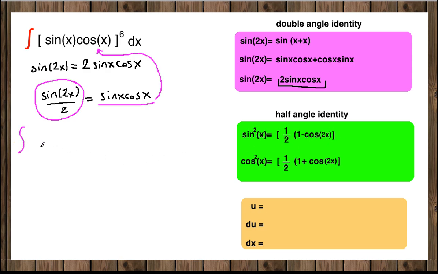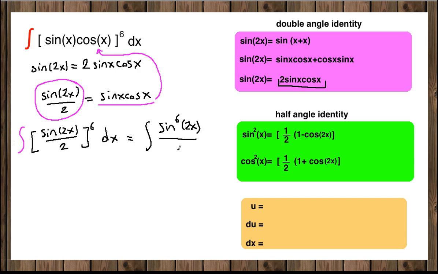So our new integral will be sine of 2x over 2 raised to the power of 6 dx. At this point, we are going to distribute power into each term. So our integral will be sine 6th of 2x over 2 to the 6th dx. 2 to the 6th is 64, and 1 over 64 can be pulled to the front.